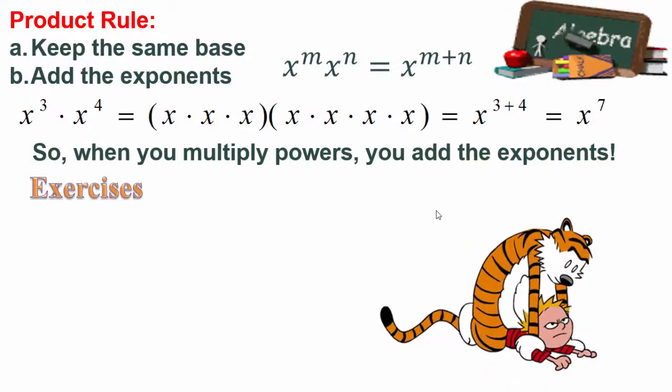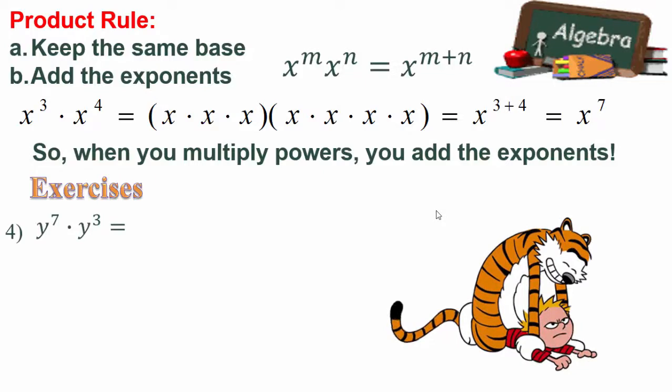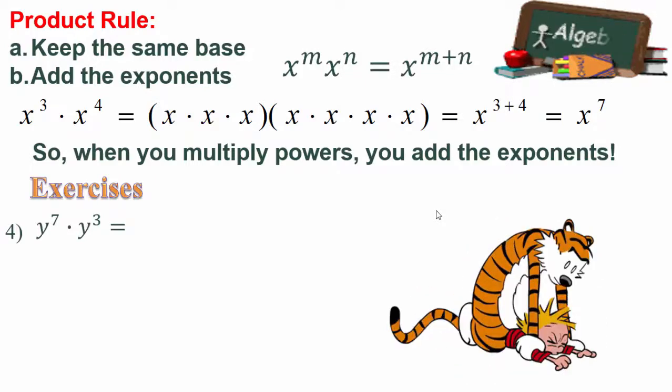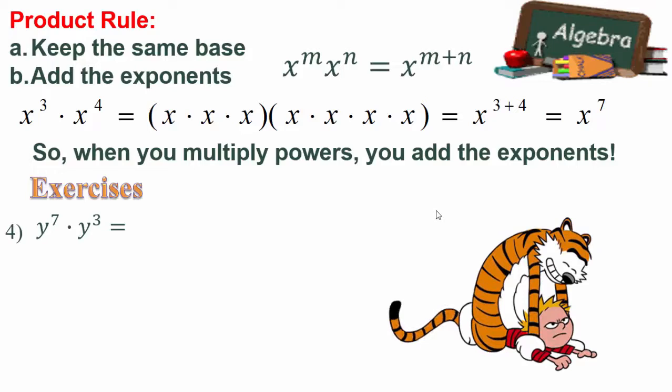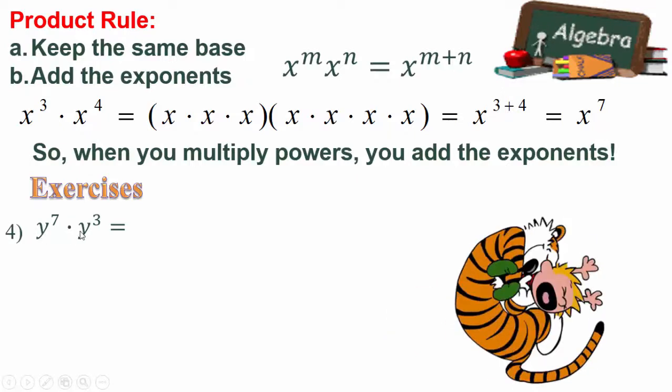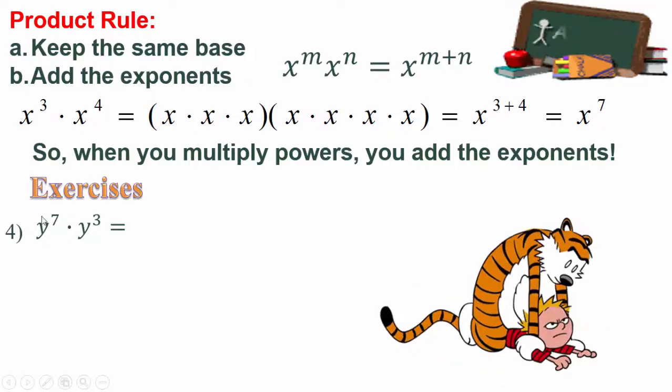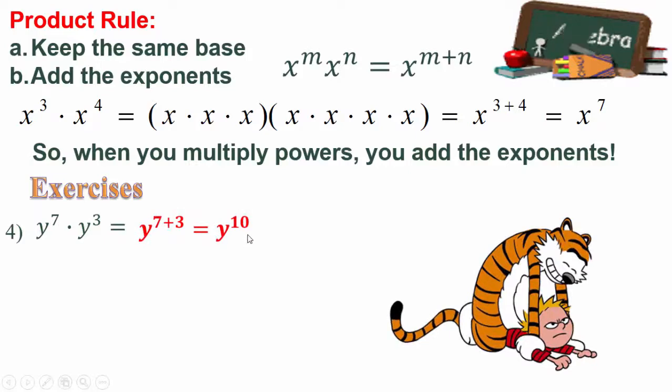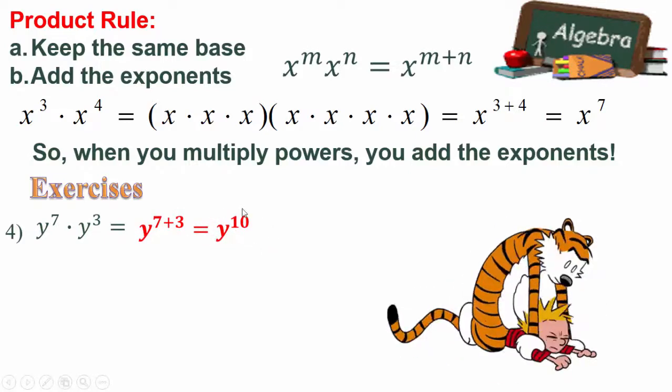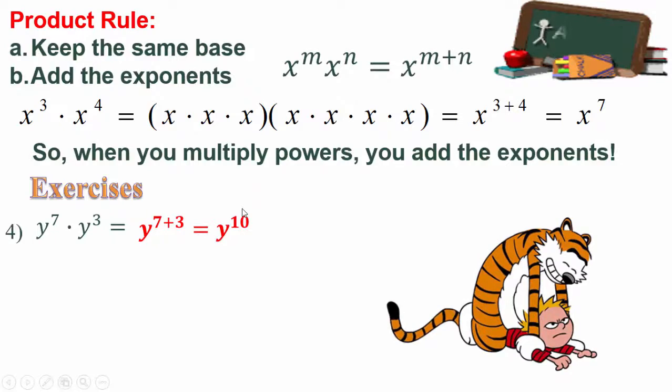So let's look at a few exercises. Here we have y to the seventh times y to the third. As I said, when the y's are the same, we just add up these exponents. And of course, 7 plus 3 is equal to 10. So we get y to the 10th.